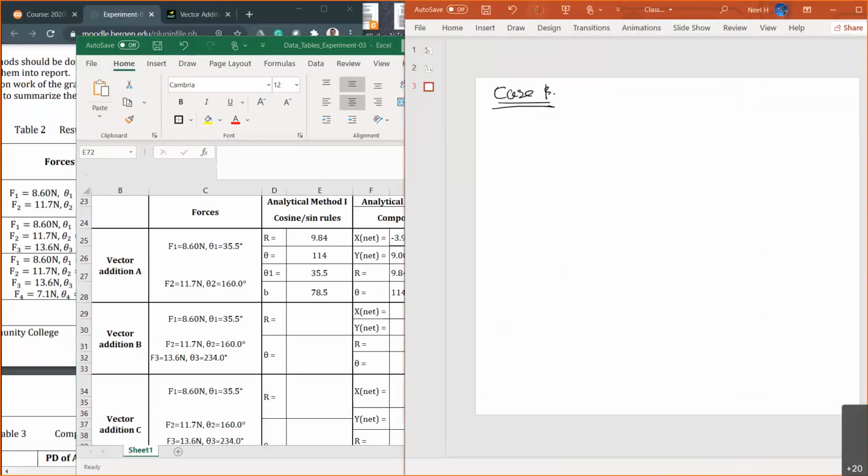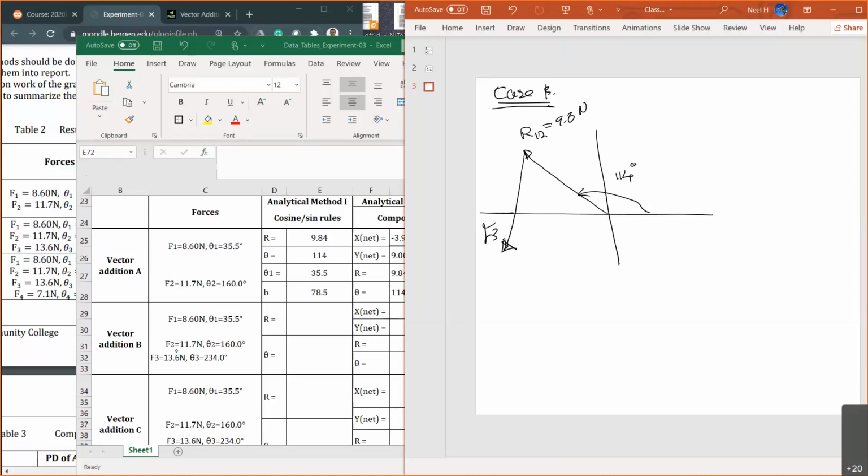So let's draw that first. I'm going to draw that diagram here. I have a first vector here. That is actually the result from the previous two, 1 and 2. This total angle is 114 degrees. And then the magnitude we know is 9.8 Newton. And then at the end of that, we're going to draw the third vector. Third vector is 234 degrees and 13.6. Now that should be in this direction. Now this is vector 3.